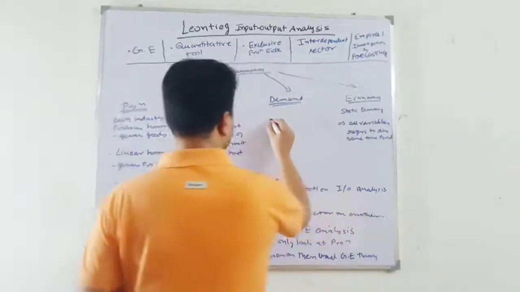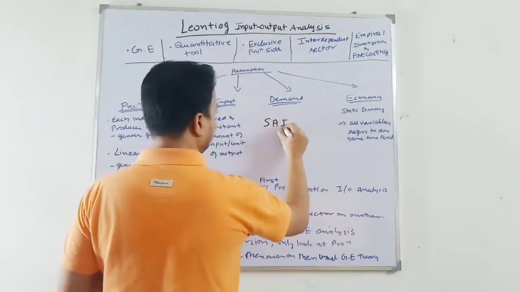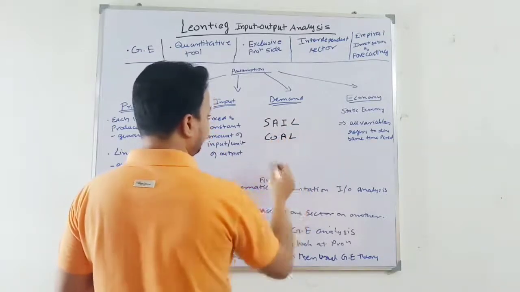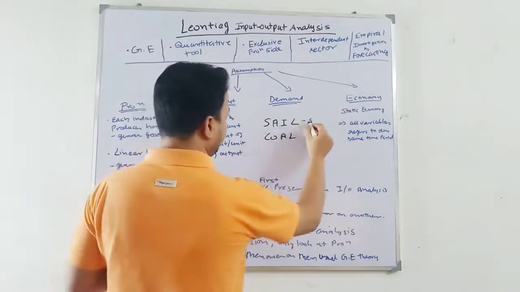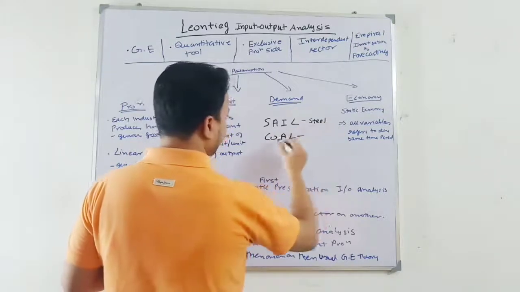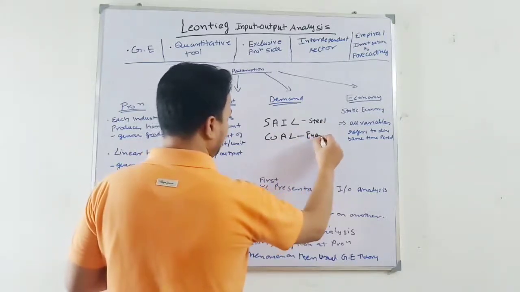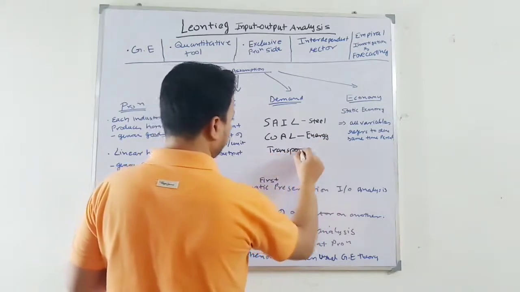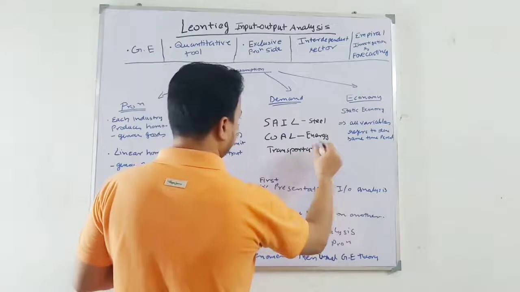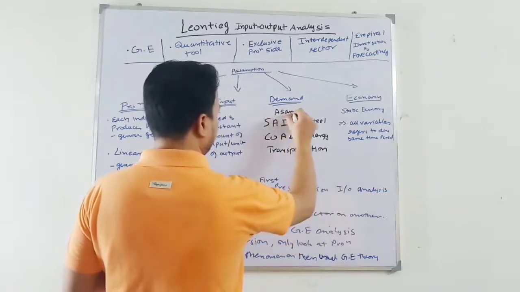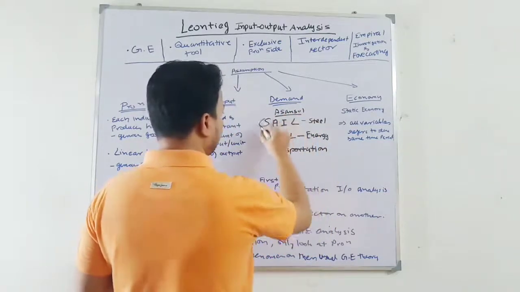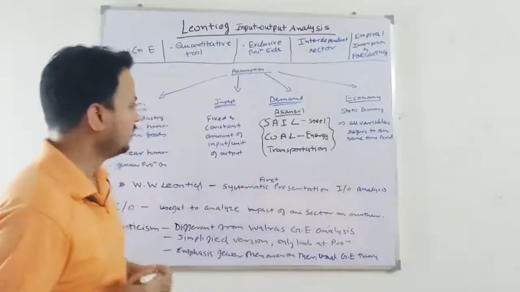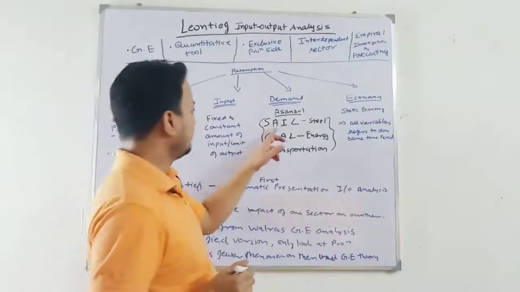Take Asansol. In Asansol, we have steel, then we have coal industry. Steel is producing steel, and coal is producing energy, suppose. And then you have transportation, railway and other transportation. So in Asansol, these 3 things are the backbone of industry.